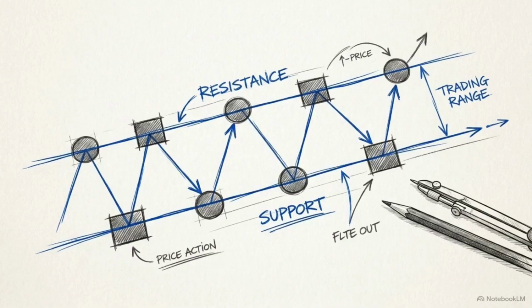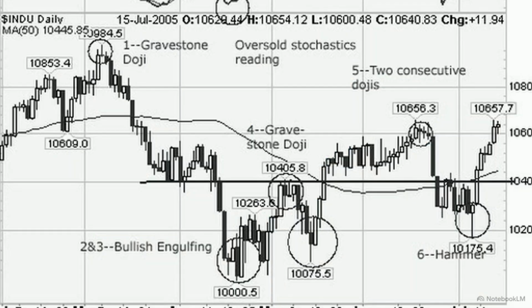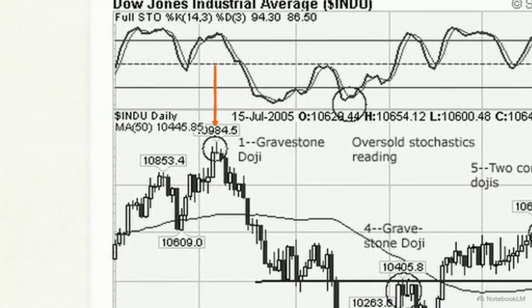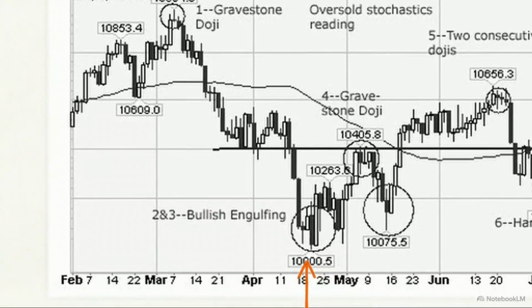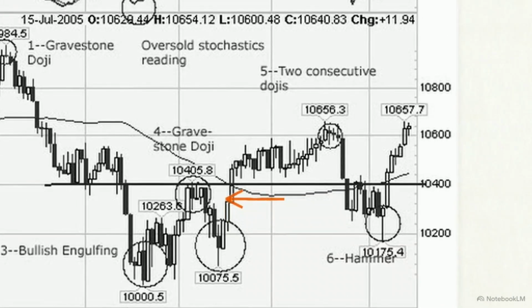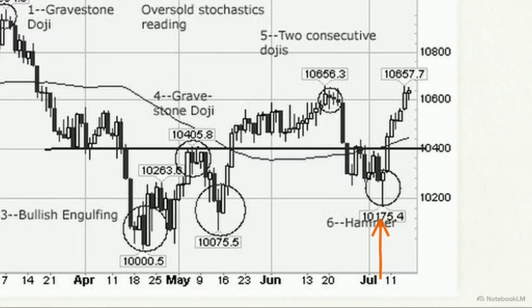Over a 6-month index consolidation, this framework identifies the specific technical events that mark the boundaries of the range. This Dow Jones chart displays a sideways consolidation between 10 and 11,000. At the first major peak, a gravestone doji forms at 10,853, rejecting resistance. The index then drops to the 10,000 support floor, where a bullish engulfing candle reveals buying interest. The subsequent rally is stopped by a second gravestone doji at 10,405, warning of a stalled advance. Finally, the sell-off bottoms with a hammer candle at 10,175, leaving a footprint of accumulation before pivoting higher.